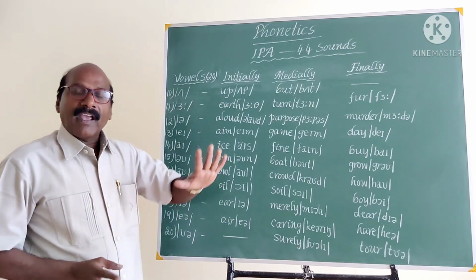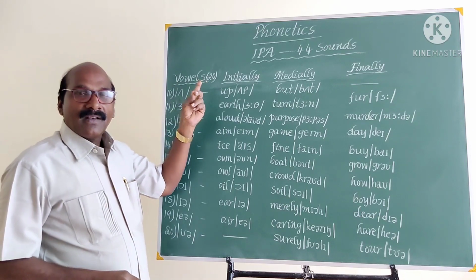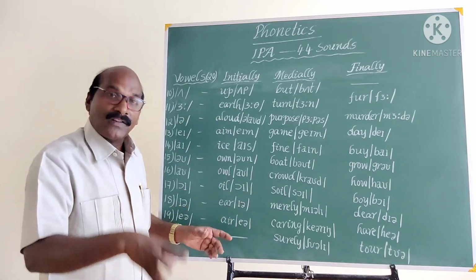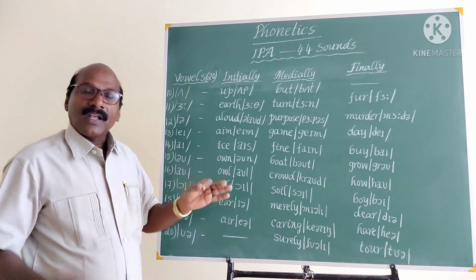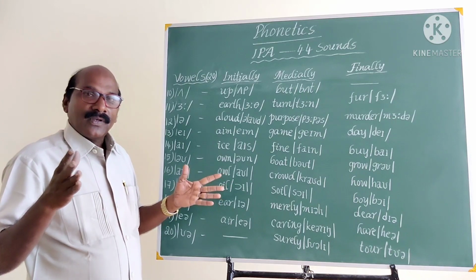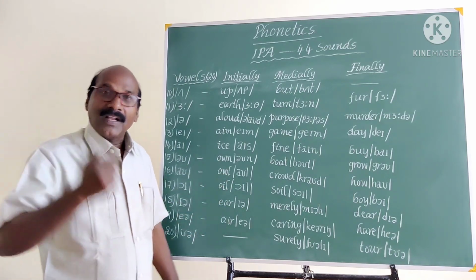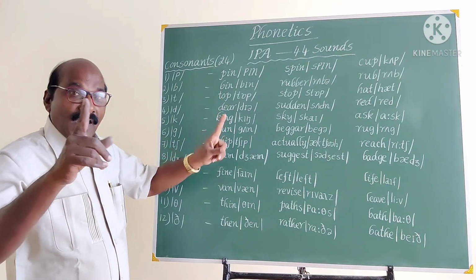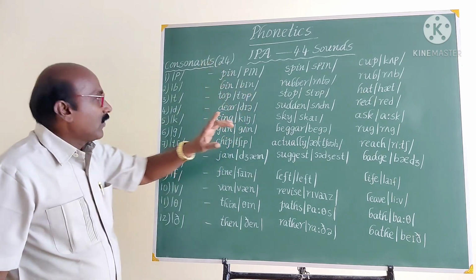Only for 5 letters, 5 vowels in the English language, we have 20 vowel sounds. If we learn all these things, we can speak good English. Regarding consonants, there are 24 consonant sounds.